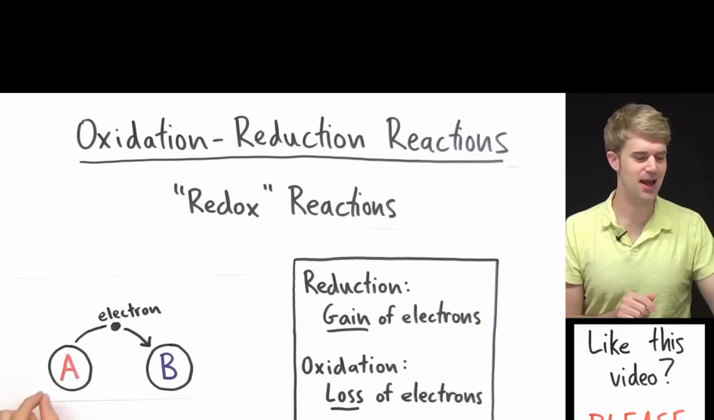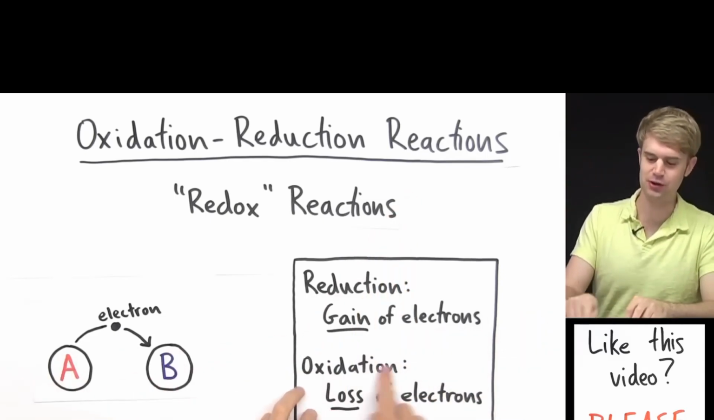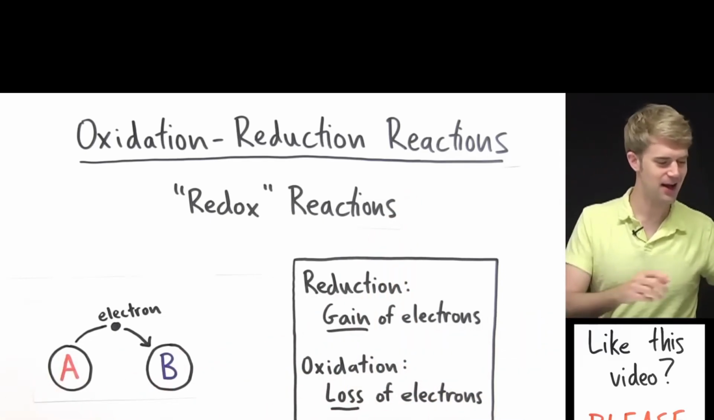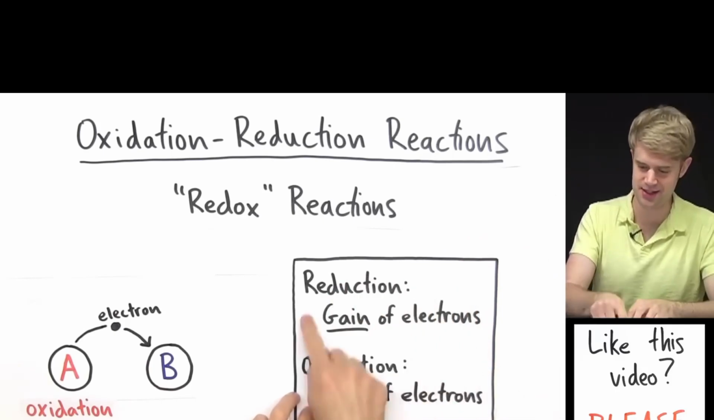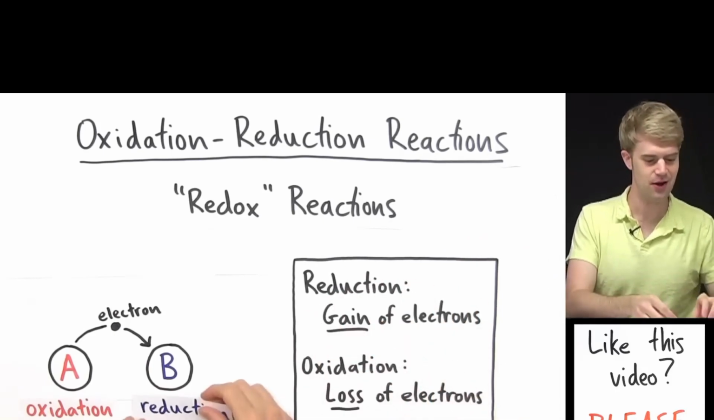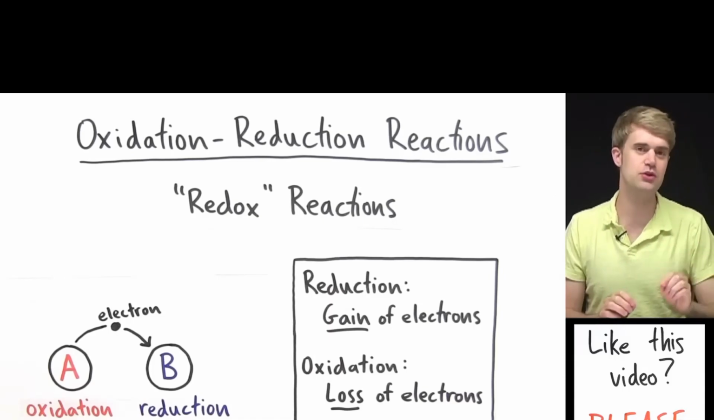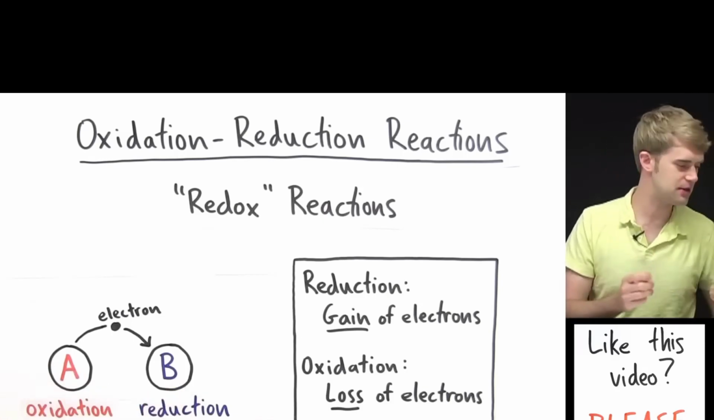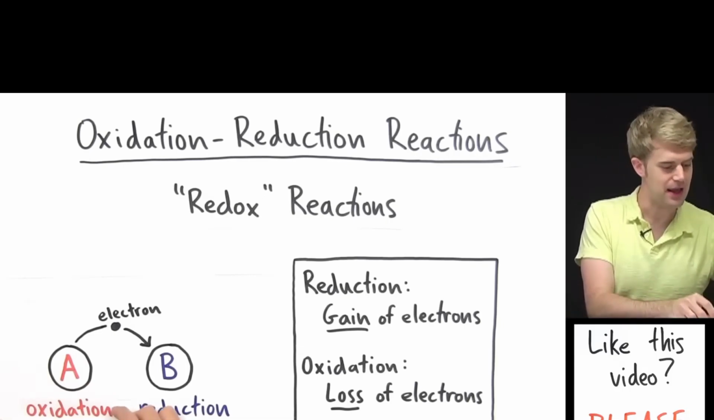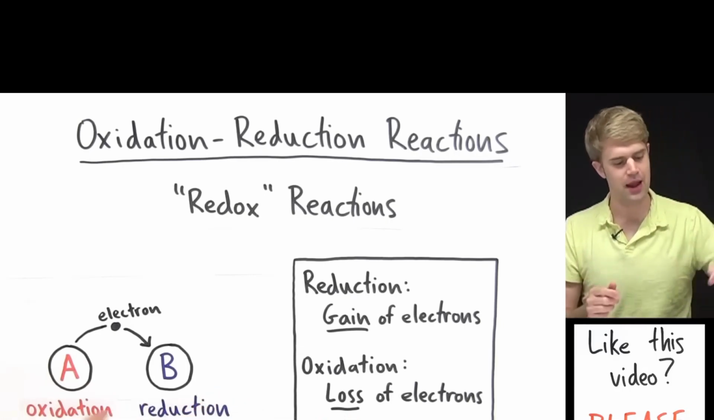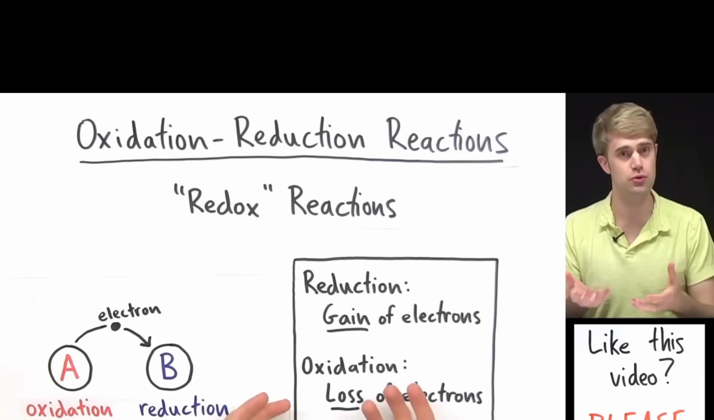What's happening to atoms A and B over here? Well, atom A is giving up one of its electrons. It's losing an electron. So at atom A, oxidation is taking place. Atom B is receiving an electron. It's gaining an electron. So at atom B, reduction is taking place. Now, we can modify these words slightly to come up with terms we use to describe what's happening to the atoms. Atom A is undergoing oxidation, so we can say that atom A is being oxidized. Atom B is undergoing reduction, so we can say that atom B is being reduced.